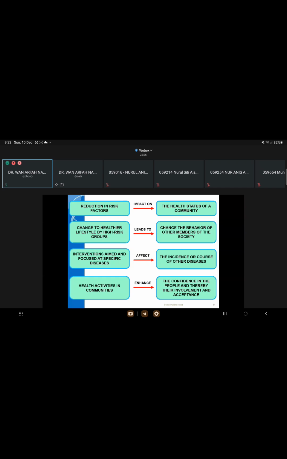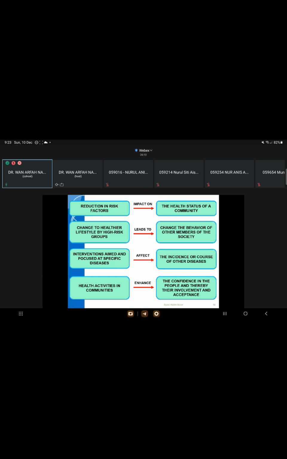So the intervention aims and focuses at specific diseases. For example, heart disease, so you focus on that heart disease. Or for example, you talk about the cessation of smoking, because you want to reduce lung cancer. So you focus on that specific disease. When you focus on that specific disease, it will affect the incidence or cause of other diseases. Sometimes diseases like cholesterol and hypertension are linked to each other. So when you focus on reducing blood pressure by giving a healthier lifestyle, it can lead to reducing other diseases as well.